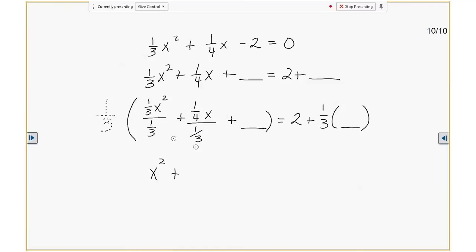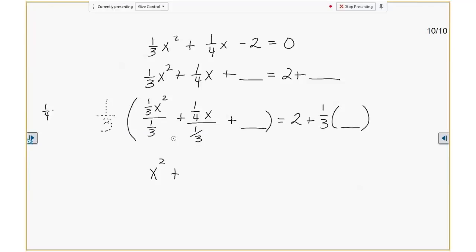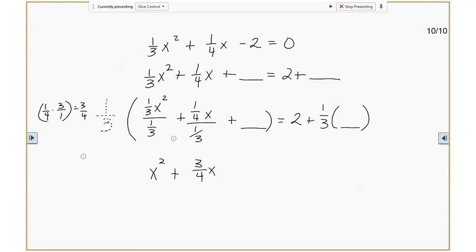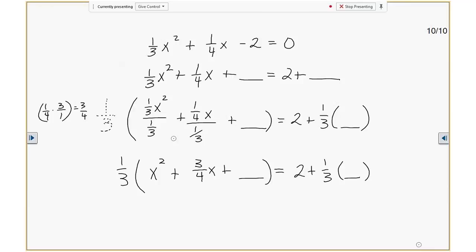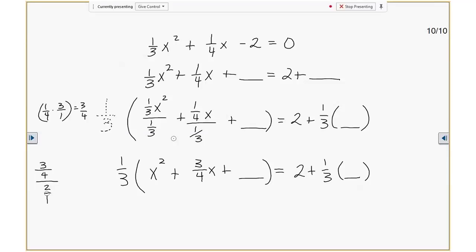Well, 1/4 divided by 1/3, you got to go out here and do 1/4 multiplied by what? 3 over what? 1. And that becomes what? 3/4. So this middle becomes 3/4. And now that I've factored out my 1/3, now I can pull it out front. There we go. Now, we've got to go out to the side here. 3/4 divided by 2 over 1 and square it.